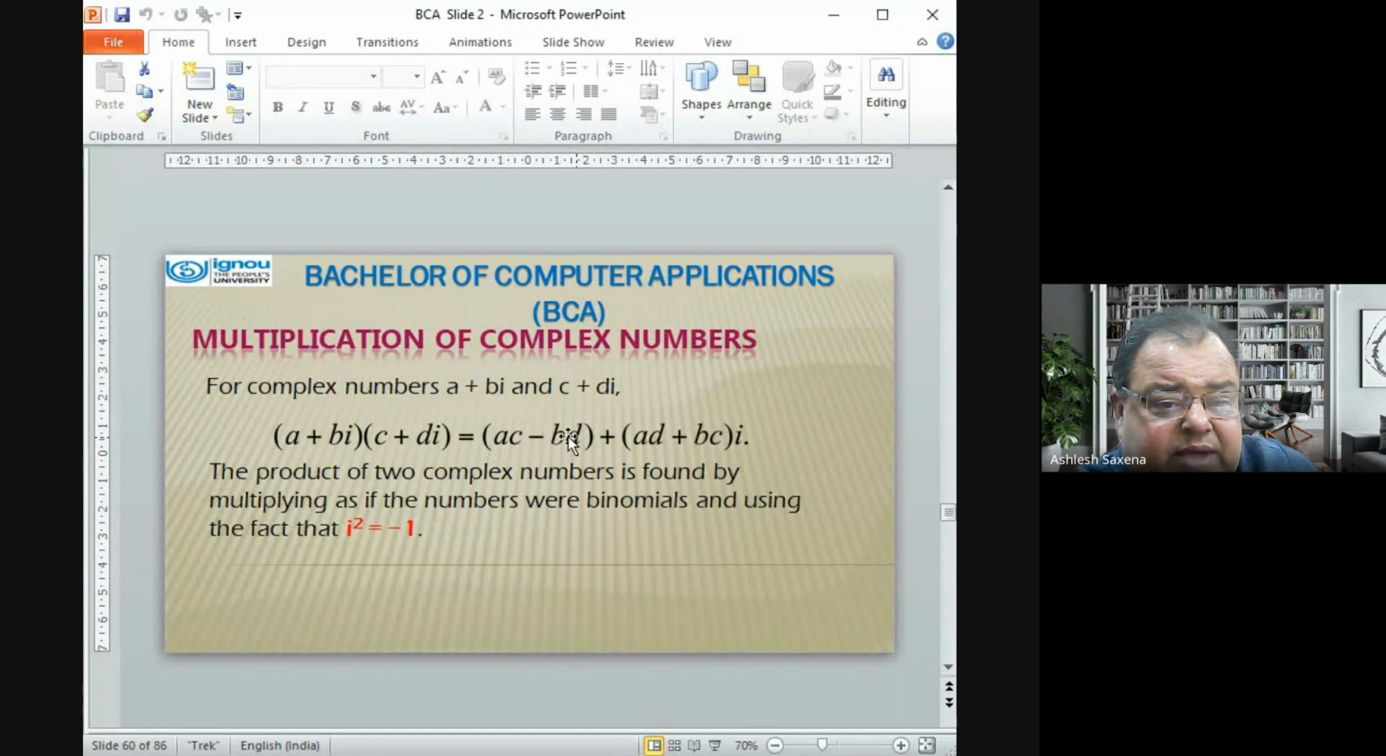You can see over here, this is AC minus BD, plus iota has been taken common and you are left with AD plus BC. Again, when you are multiplying two complex numbers, you may get a complex number, you may get only an imaginary part, or you may get only a real part.